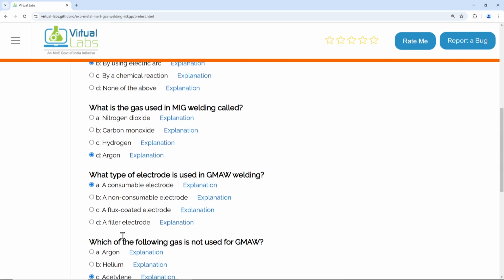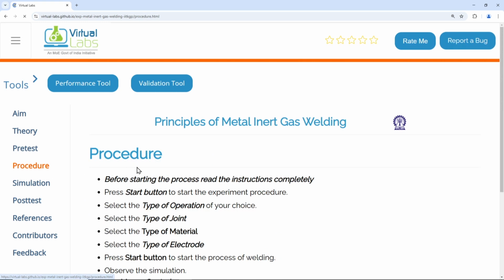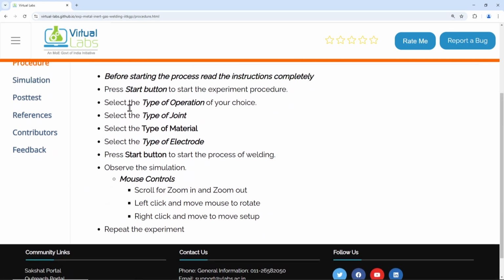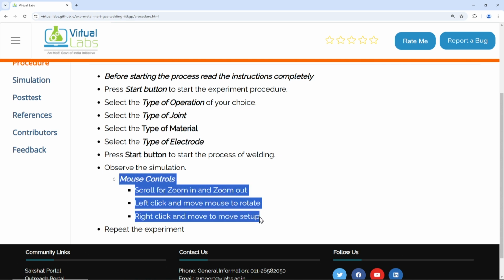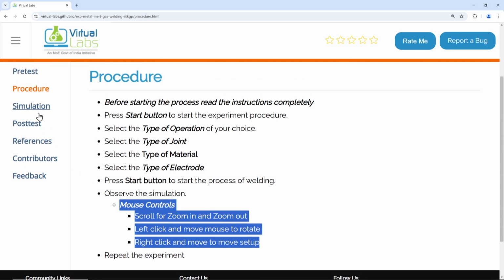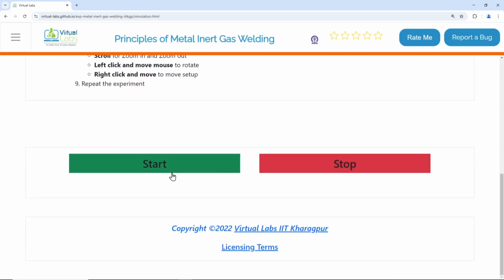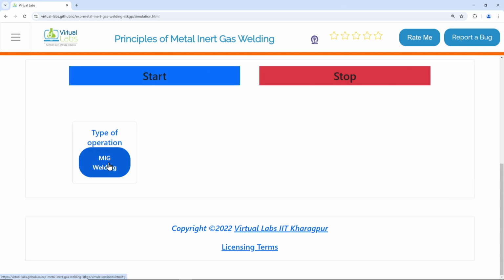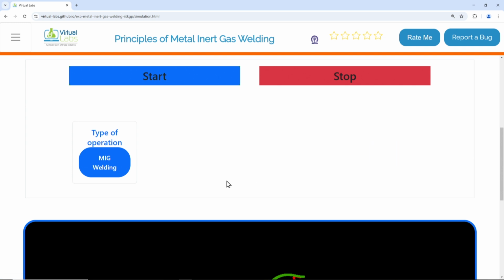Submitting the quiz and then coming to the procedure to understand how do we run the simulation. It is similar to what we did in the shielded metal arc welding. Start button, then type of operation, type of joint, type of material, type of electrode, then again start. The mouse controls are the same as we saw in the previous setup. Simulation, coming to the start button, clicking, type of operation MIG, type of joint butt joint, type of material mild steel, type of electrode is again mild steel, and I can start my simulation here.